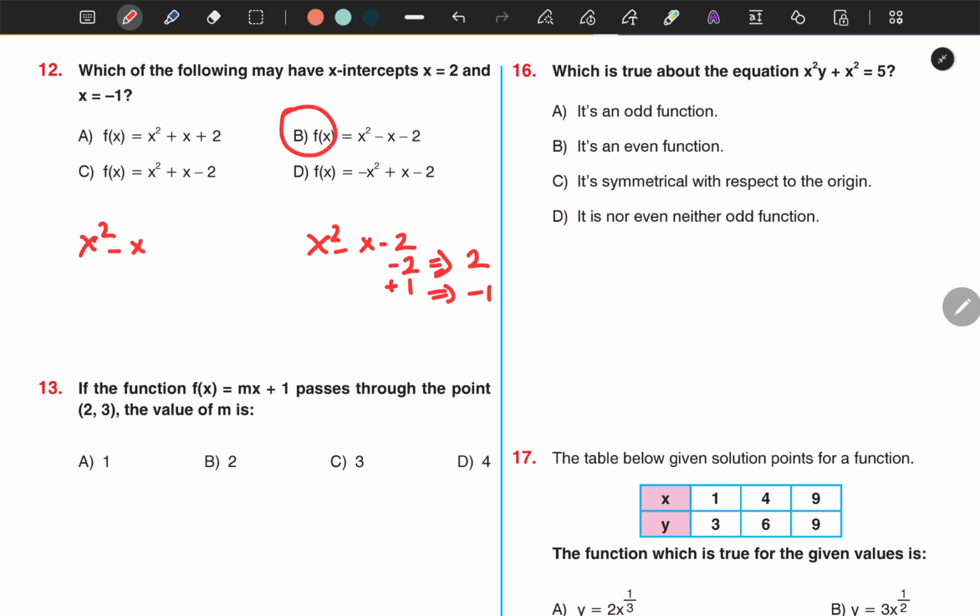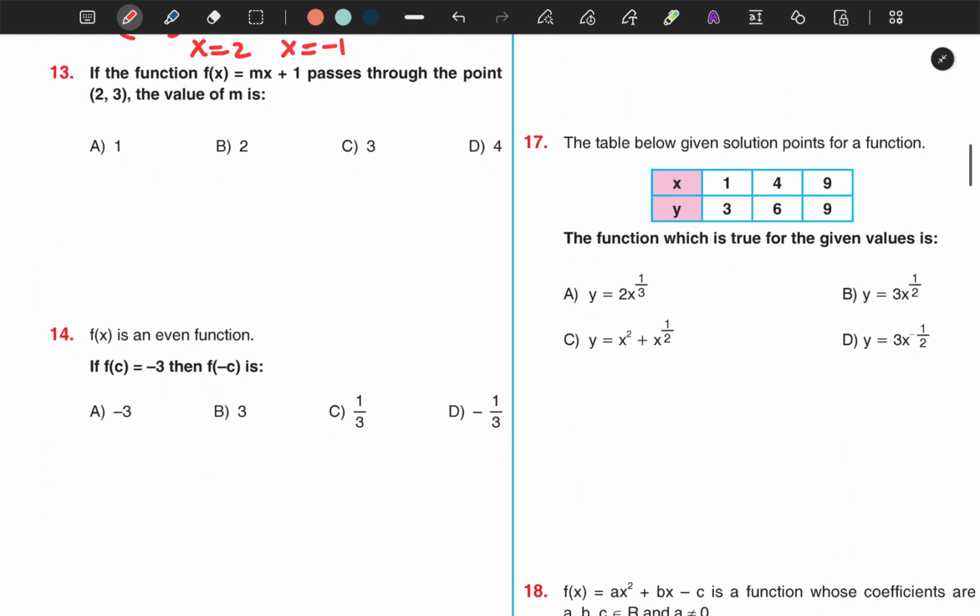How do I know that? X squared minus x minus 2. Can I factorize it? Negative 2 and plus 1. Can you multiply them? It is negative 2. Can you add them? Negative 1. So, can I say that x minus 2 times x plus 1 equal to 0? X will be 2, x will be negative 1. You see? Negative 1, positive 2.